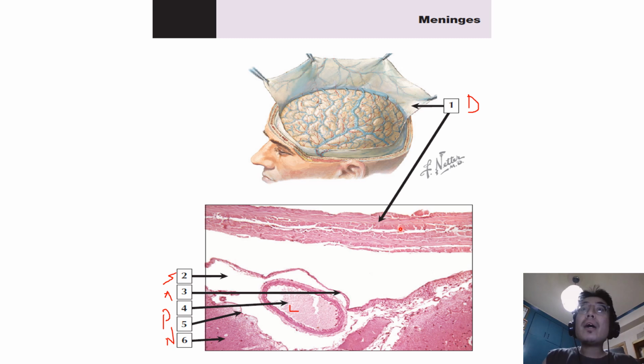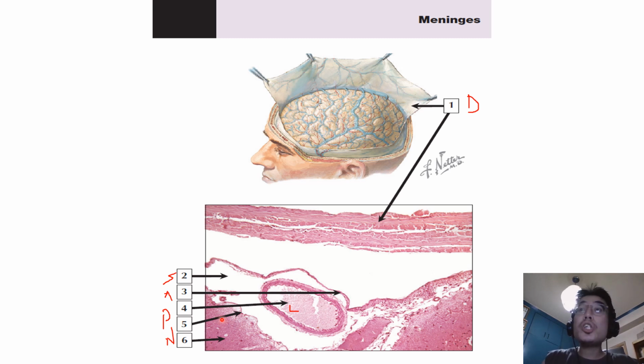To recall, number 1 here is the dura mater. Number 2 is the subarachnoid space, which contains cerebrospinal fluid, the space under the arachnoid mater. The arachnoid mater is labeled here as number 3. Number 4 here is a lumen of a cerebral artery, because the subarachnoid space also contains some cerebral arteries and veins. And labeled here as number 5, below the subarachnoid space, is the pia mater.